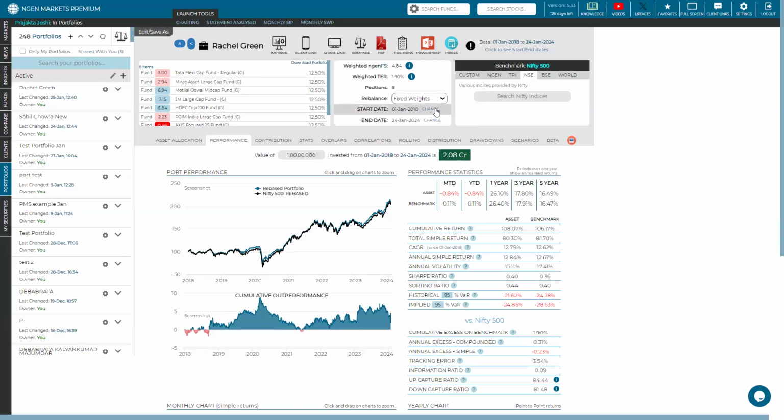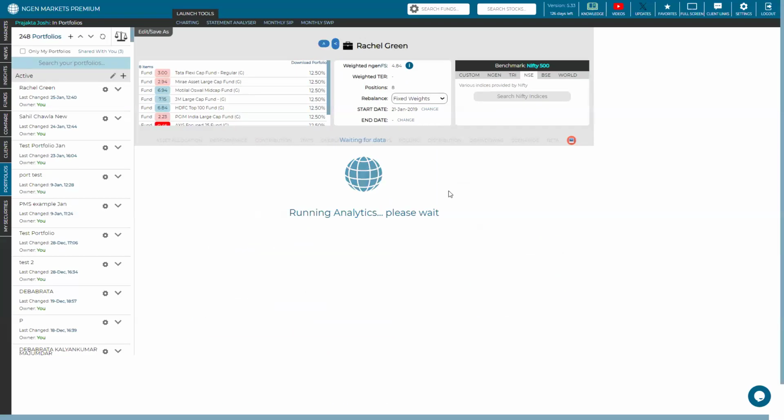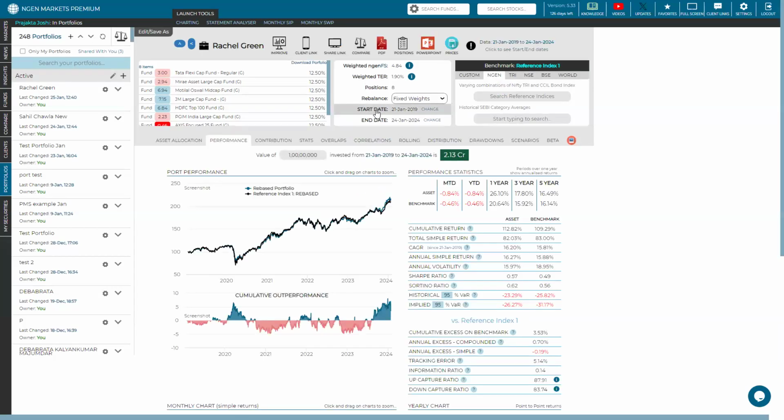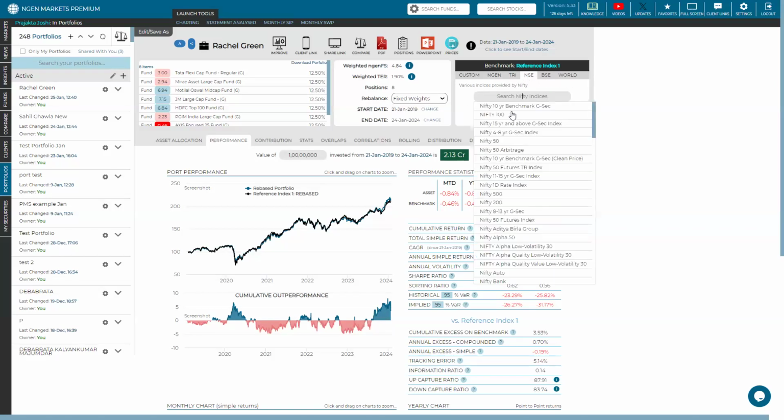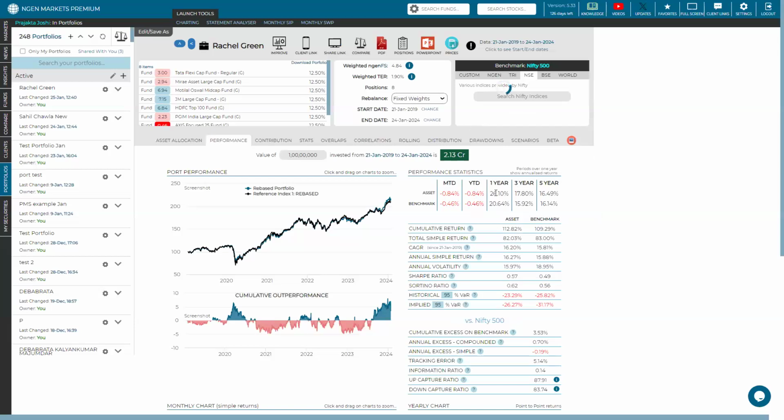And now for running this analysis, I'm going to choose a 5-year period. So I simply go here and change the start date to a 5-year period. The start date option to change the date is available right here at the center. Once I do that, I ensure that the benchmark that I've chosen is back in place. So Nifty 500. And now I can see my portfolio's performance against that of the benchmark.